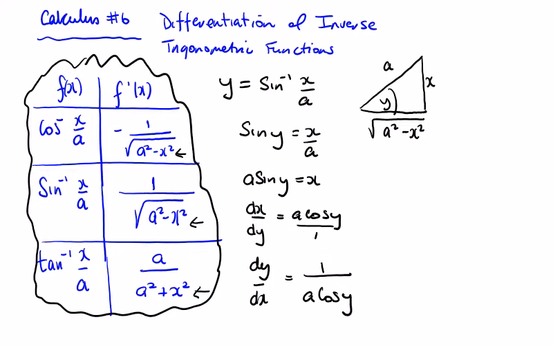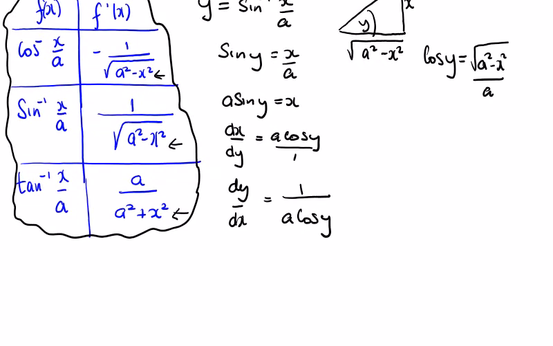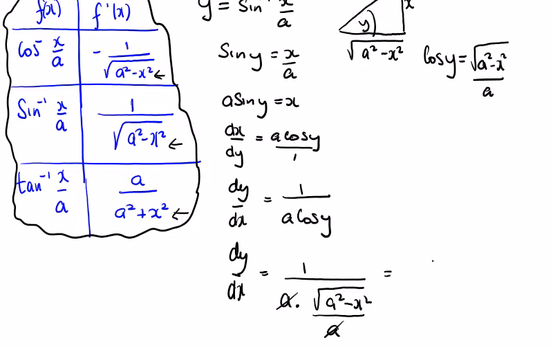And let's look up here. What is the cos of y equal to? The cos of y is equal to a over h, which is the square root of a squared minus x squared over a. So if I put that in down here, I'm going to get dy/dx is equal to 1 over a times the square root of a squared minus x squared over a, and these a's will cancel if we divide by a. So dy/dx is equal to 1 over the square root of a squared minus x squared.